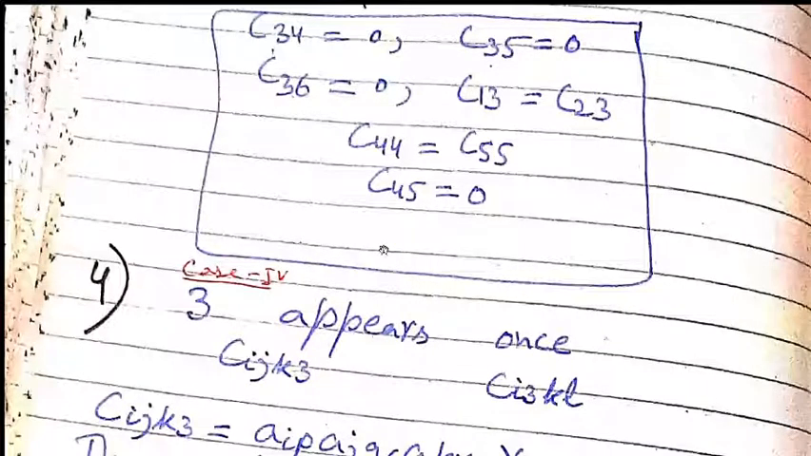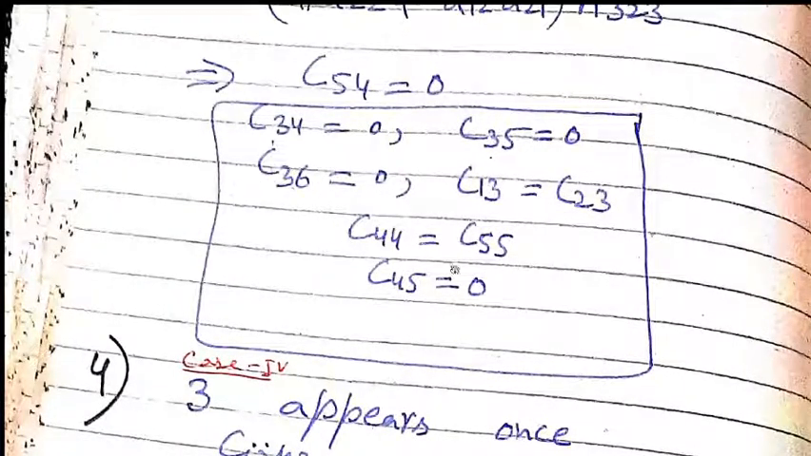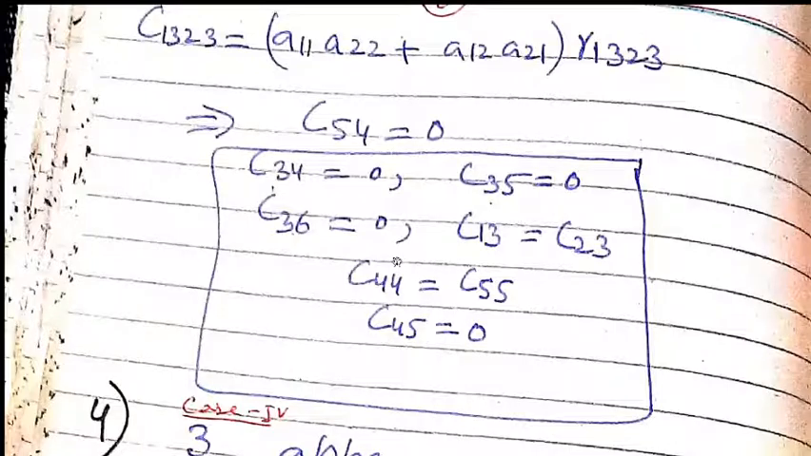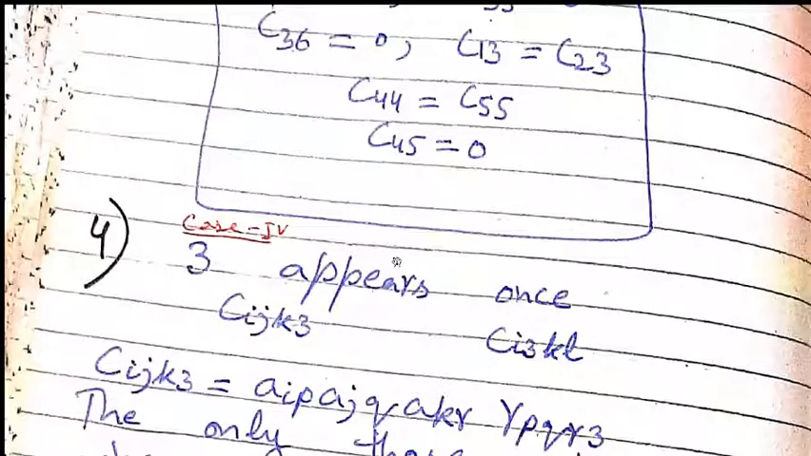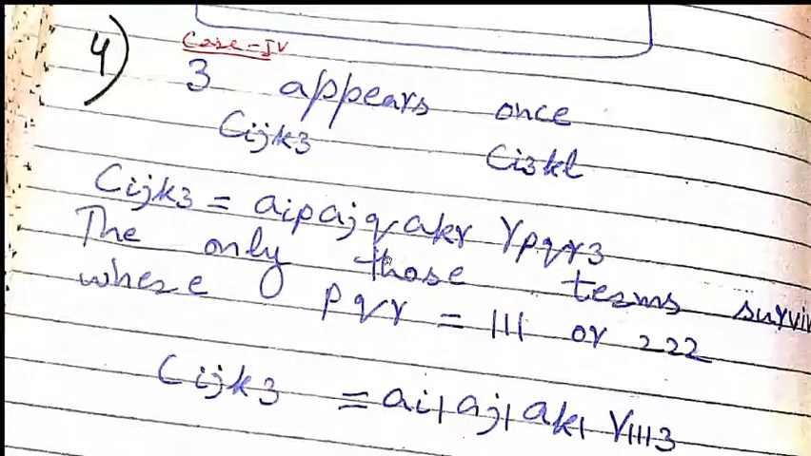Now case 4. This is the result for case 3, in which these components are equal to 0 or same, in which there are two 3s. 4 3s first case, 3 3s second case, 2 3s third case, 1 3 case number 4. Any index is 1. Suppose ij k 3, l is small, l is 3. We have this. Only those terms will survive where p q r is 1 1 or 2 2. Others will be 0.